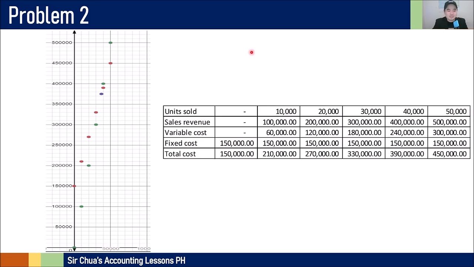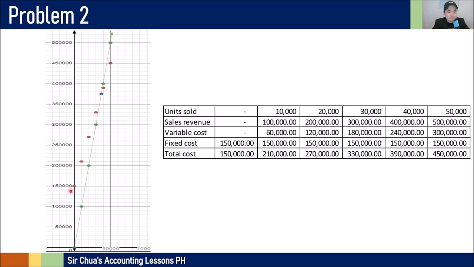Okay? Ngayon naman po, paplot natin yung fixed cost. So, at 0 units sold, ang fixed cost mo, 150,000. Kaya dun siya magsa-start. Kahit wala kang nabenta, may fixed cost kang 150,000. Okay? And then, dun naman po sa 50,000 units, ang total cost po natin for 50,000. So, nasan po yun? Ito po yung 50,000. Ito po yung total cost of 450,000. So, yun naman po red dots natin, yun naman po yung ating total cost.